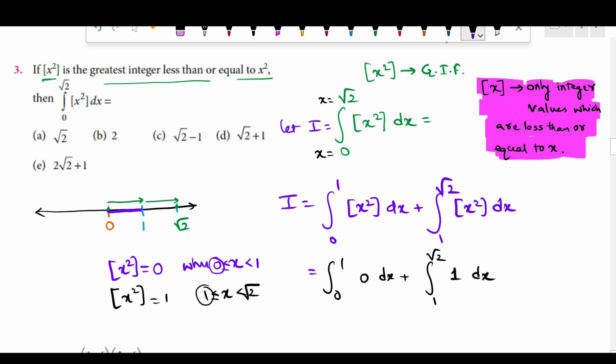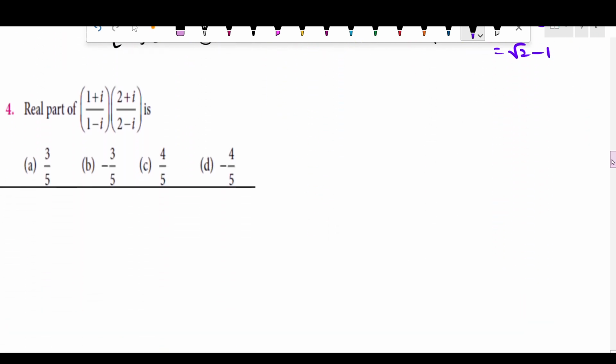So this integral cancels out and this will become x, which lies from 1 to root 2. This will be root 2 minus 1. Option C is the correct answer. I hope this question is clear to all of you.